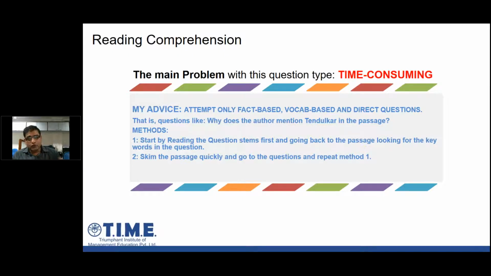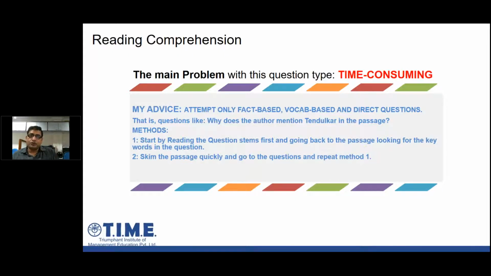Of course, if you are a very good reader and well versed, very thoroughly practiced insofar as RC is concerned, then go ahead. If you are taking on average less time than other students, then no problem. Otherwise, a good strategy would be to attempt only fact-based, vocab-based, or direct questions. That is questions like, why does the author mention Tendulkar in the passage, as I said. Now that's a direct question.